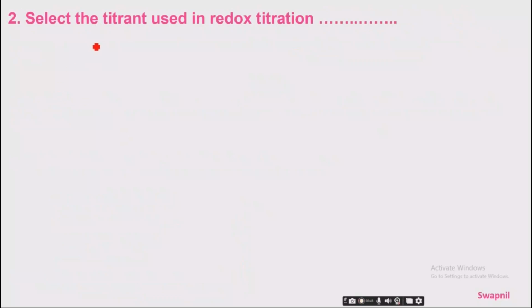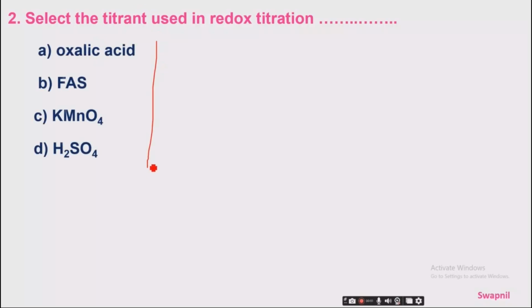So next, select the titrant used in the redox titration, and these are the options for this question. So all of you know that during the titration between KMnO4 and FAS, KMnO4 is taken in the burette. So the titrant is option C, that is KMnO4. We know that the solution taken in the burette is called the titrant. So the correct option is option C.